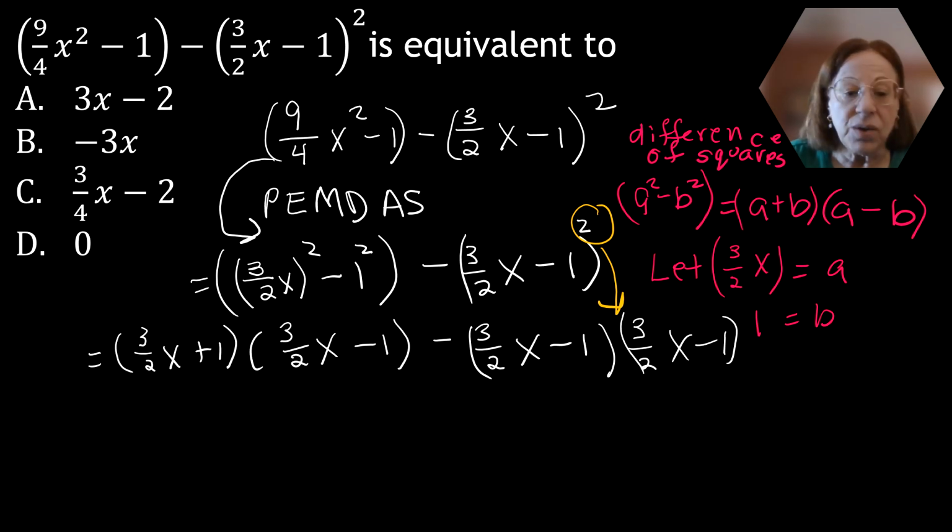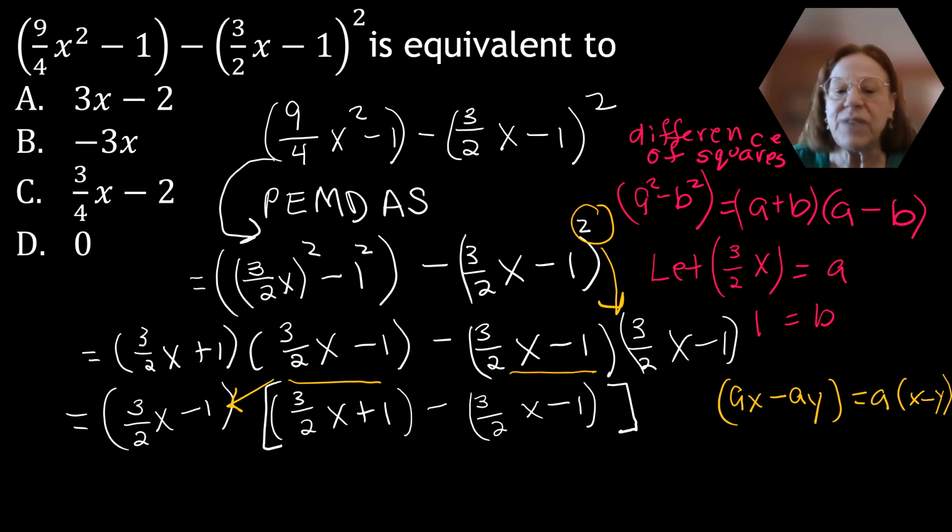Okay, so the first part of that equation is going to be 3/2 x plus 1 times 3/2 x minus 1 using the difference of two squares, minus, and then I'm going to write out 3/2 x minus 1 times 3/2 x minus 1. That's the same as 3/2 x squared.